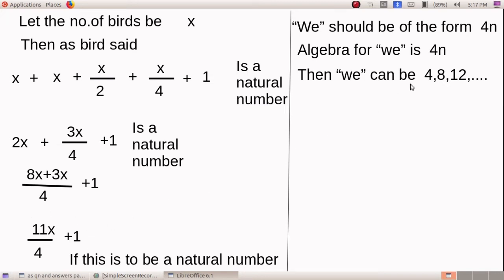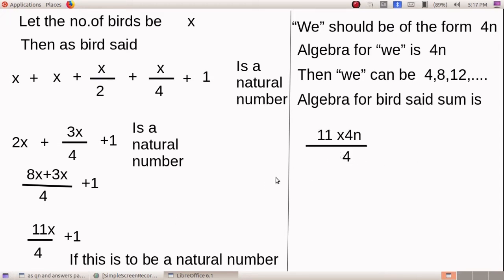Then we can write the answer. Let us write that the algebra for the bird set sum can be rewritten. Instead of giving 4, 8, 12 for x, let us give that 4 in itself. Therefore, what will it be? This is rewritten here: 11 is written here, x is substituted by 4 and by 4. Then this +1 is to be written +1.